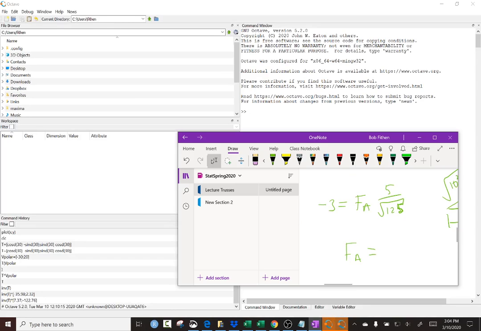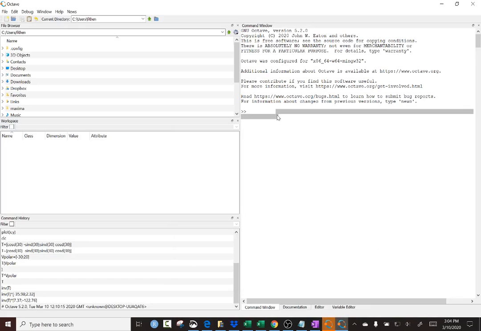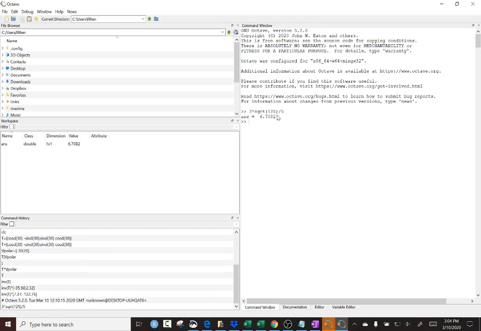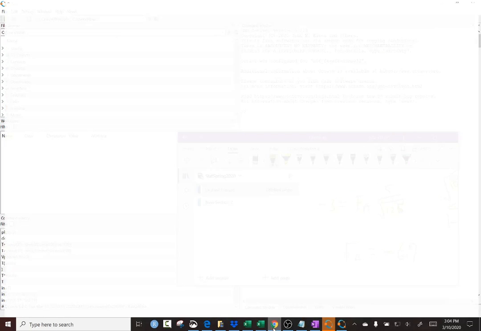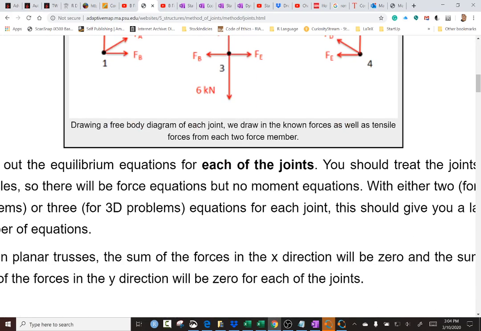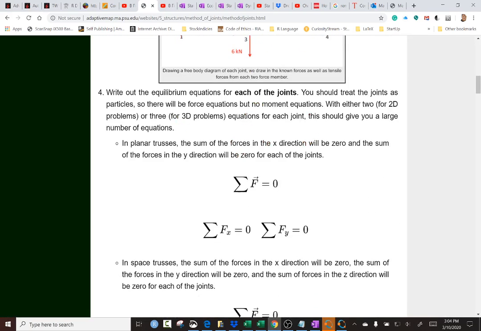So 3 times the square root of 125 divided by 5, I think, is 6.7 right here. It's a minus 6.7 roughly. Let's see if I did it right. He probably did it right. I'm not guaranteeing that I got anything right.